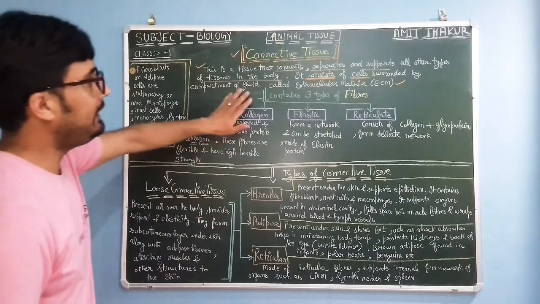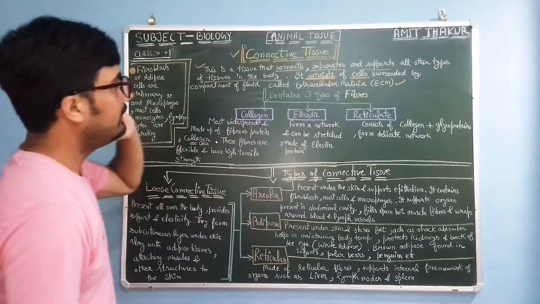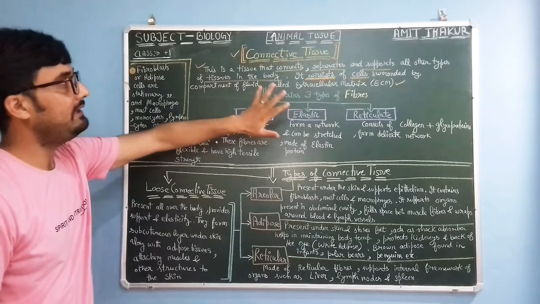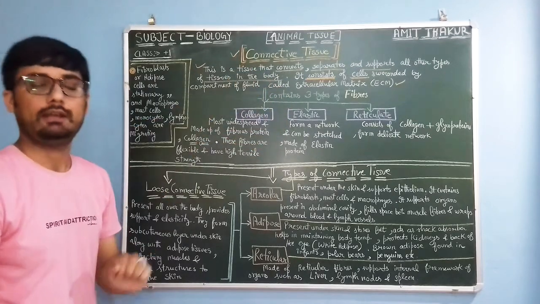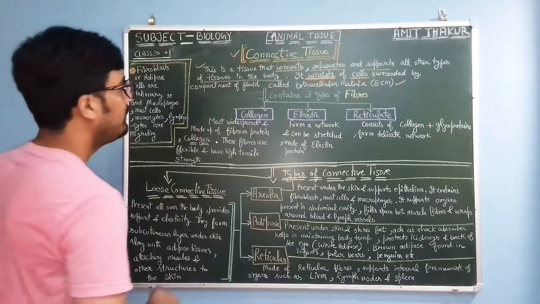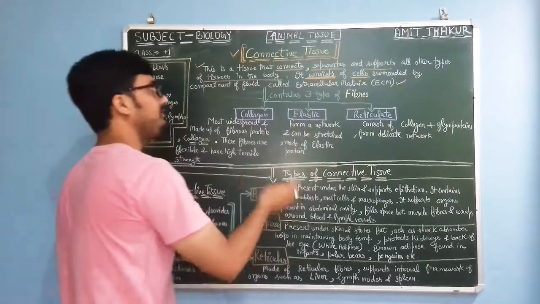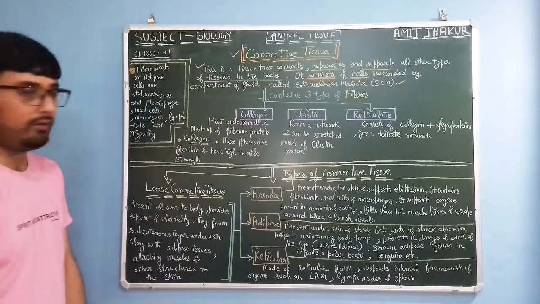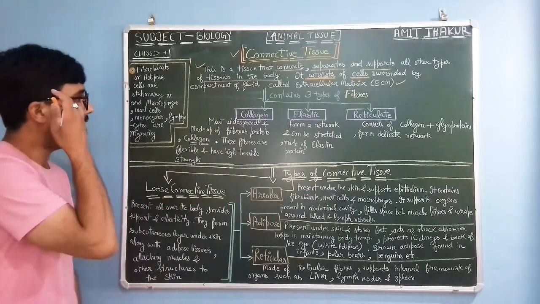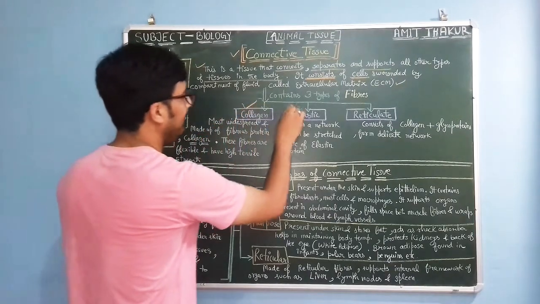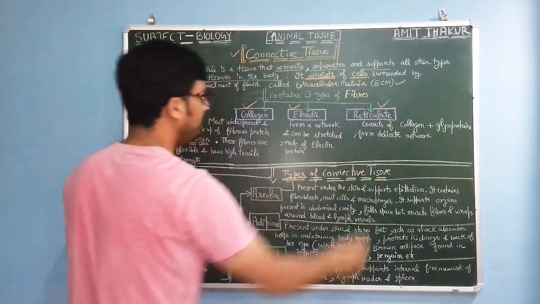So there are three types of fibers. तो तीन टाइप ऑफ फाइबर्स हैं जिन फाइबर्स से कनेक्टिव टिश्यू बनता है. There are three types of fibers from which this connective tissue is made. These three types of fibers are collagen fibers, elastic fibers and reticulate fibers.